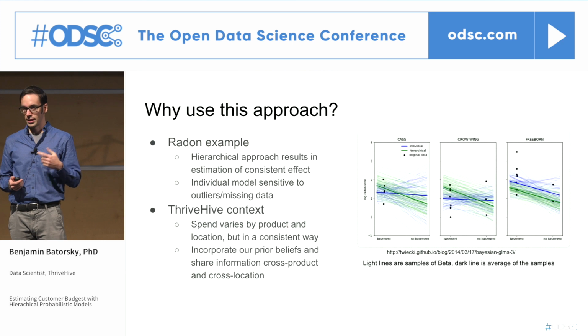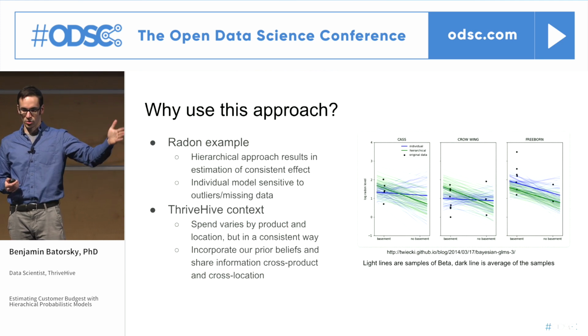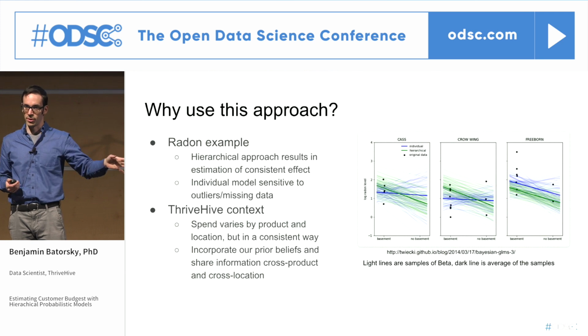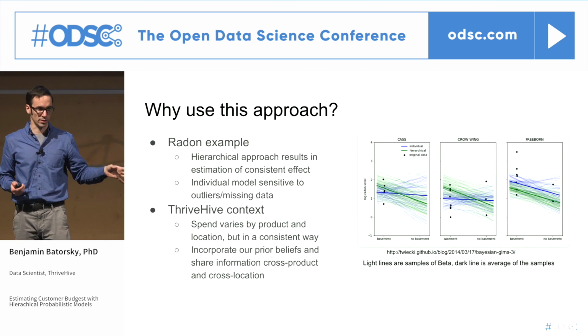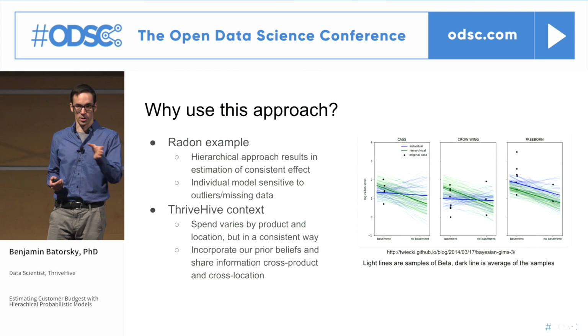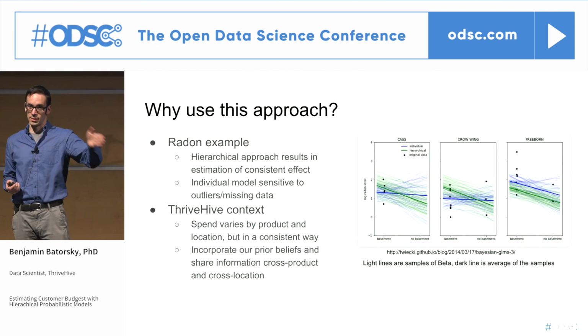In the Thrive Hive context, similarly, just like the relationship across counties of having a basement and radon levels probably has some shared properties, the relationship of different products and the spend levels probably has some shared properties as well.